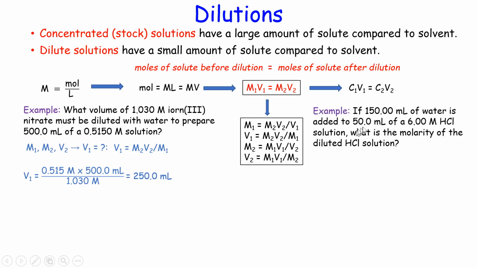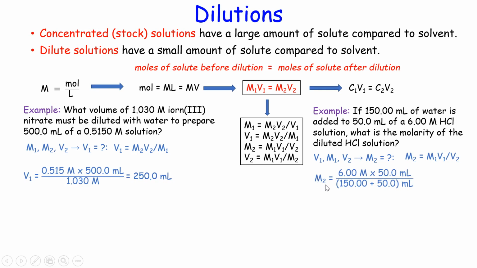Let's work on another one. If 150 milliliters of water is added to 50 milliliters of a 6 molar hydrochloric acid solution, what is the molarity of the diluted hydrochloric acid solution? So what do we know? We know the volume and the molarity before the dilution, and we also know the volume after the dilution. So we just need to find the molarity after the dilution, M2. If we need to find M2, we just move V2 to the other side as a denominator. So therefore, we have this equation.